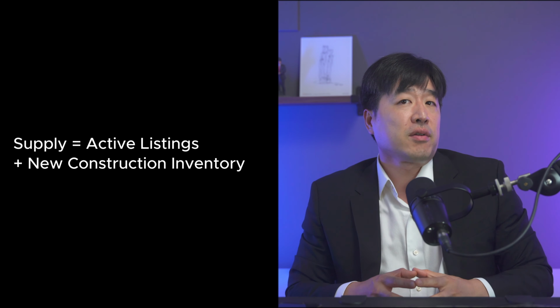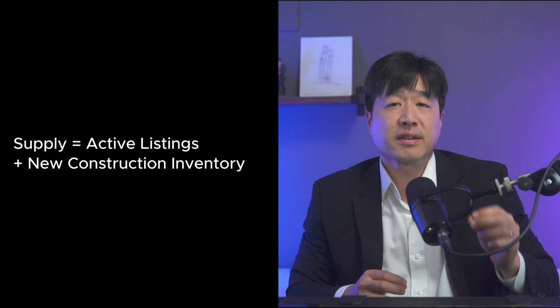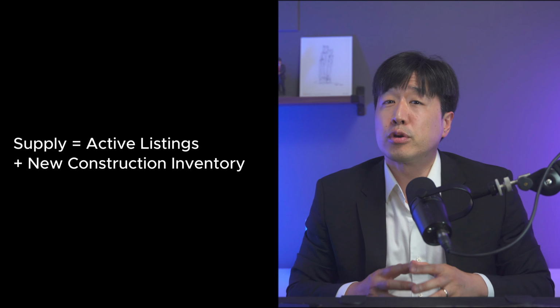The supply side of real estate market consists of active listings and future inventory from new constructions. In our analysis, we will ignore the new construction side and just focus on the active listings. We know this information because we have an MLS system where all properties are listed.